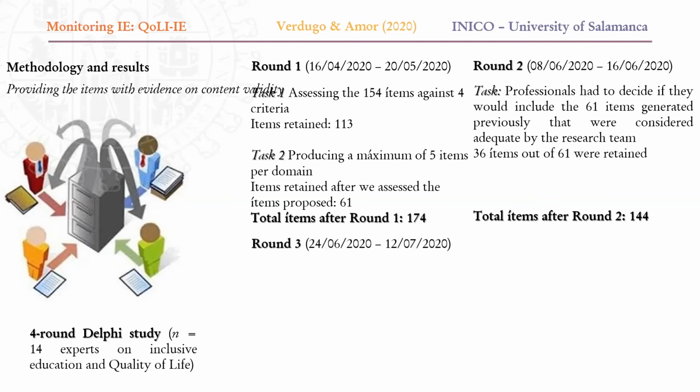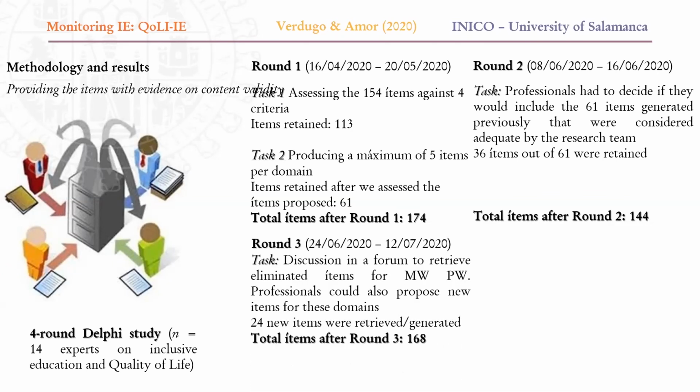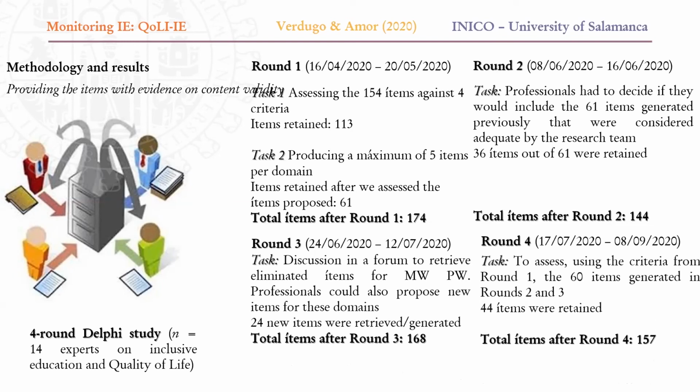In round number 3, we created a forum and professionals discussed to retrieve previously eliminated items in the material and personal well-being domains, which were the domains for which a higher number of items had been eliminated in the previous round. Professionals could also propose new items for these 2 domains, and they created a total of 24 new items. In round 4, for the 60 items obtained through rounds 2 and 3, professionals had to evaluate them again, and we used the same criteria as for round number 1.